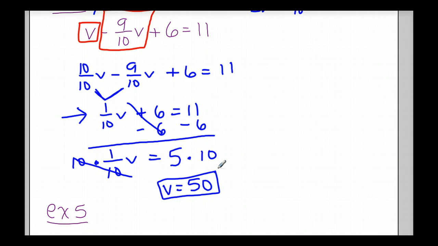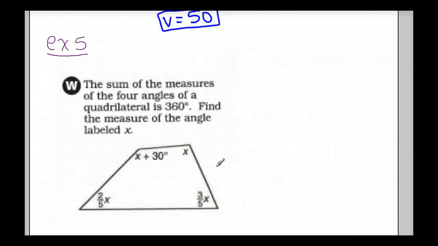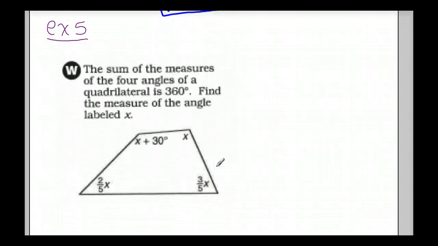All right. So last example is a word problem. And remember, all of these examples are just like ones on your worksheet, and this is actually copied right from your worksheet. So it says the sum of the measures of the four angles of a quadrilateral is 360 degrees. Find the measure of the angle labeled x. So we want to find the measure here. The sum of all four of these angles, so this angle plus this angle plus this angle plus this angle, all equals 360. So we're going to write that out.